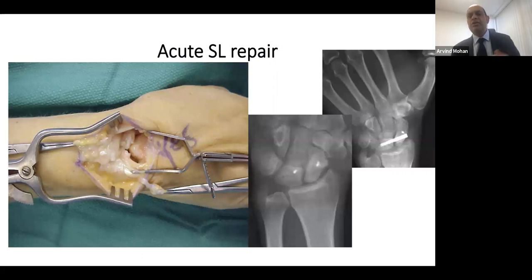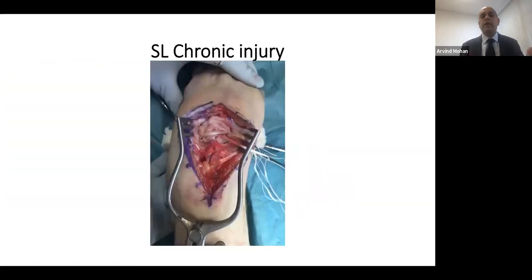In an acute condition, you can always repair it. You just go in there, you find the ligament. In the first 3 to 4 weeks, the ligament is strong enough and you can repair it. But if you are in a chronic situation, then usually beyond 3 to 4 weeks, the ligament is not of a very good quality that it can be repaired.